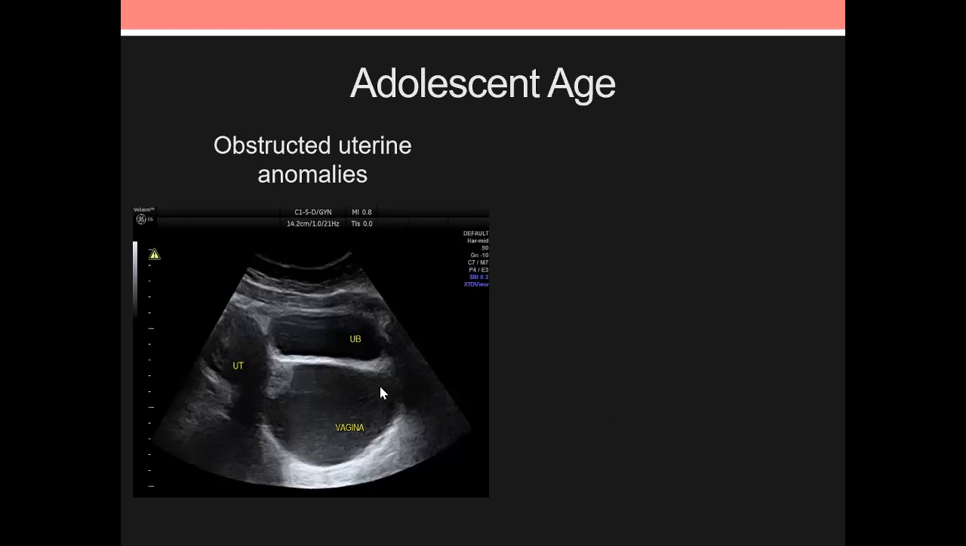In the adolescent age group, don't forget to think about the obstructed uterine anomaly. This patient came with acute pain. This is the bladder, and this is hematocolpus. The vagina is distended with blood. This is a hematocolpus needing further investigation to know if it is a complex anomaly or just hematocolpus, the level of obstruction and all that.